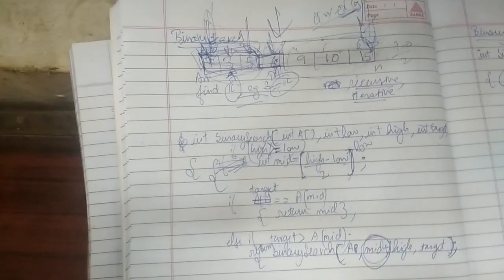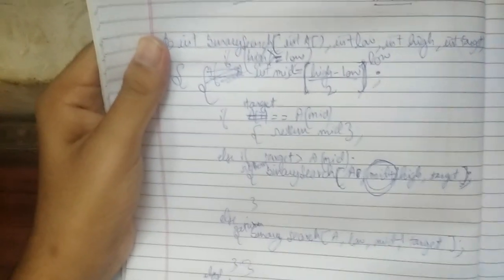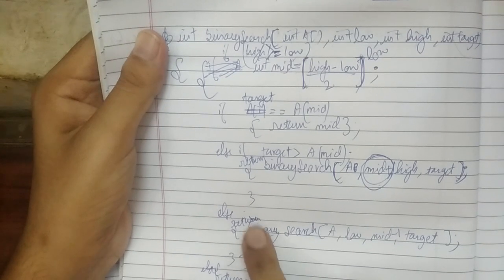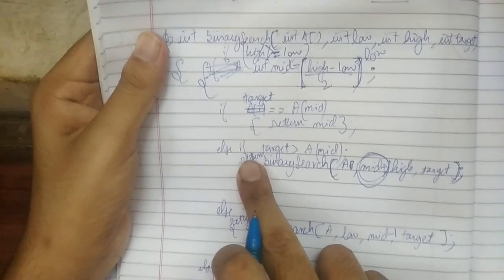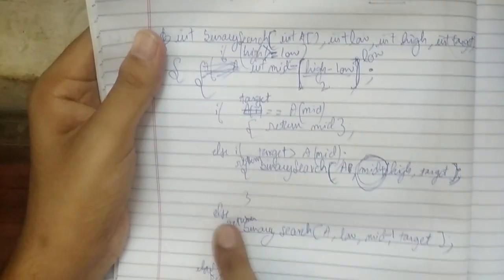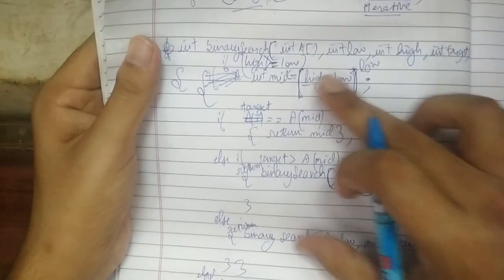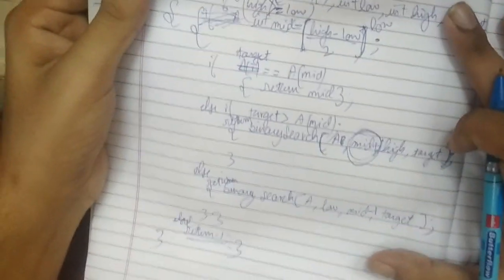This shall be mid plus 1, and this will become mid minus 1. If target is greater than A mid, then we return binary search A, mid plus 1, high, target, else we return binary search A, low, mid minus 1, target. Then if high is not greater than or equal to low, we return -1. That means the element was not found. So this was the recursive approach.